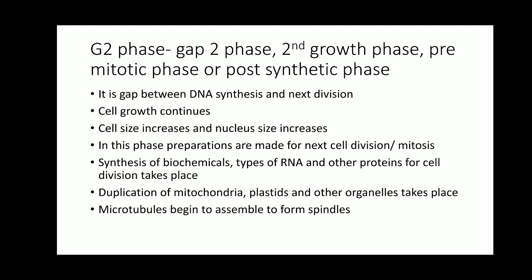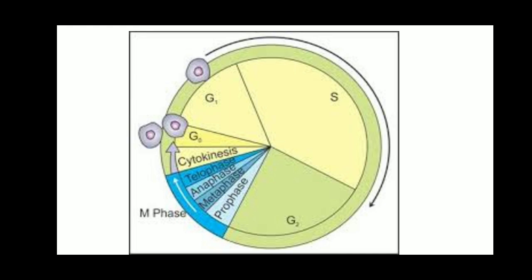Right? So the cell growth is going to continue here, but apart from the cell growth, it is also going to once again produce the biochemical proteins as in G1 phase. Okay, and here once again the duplication of mitochondria, plastids and other organelles is going to take place, and microtubules are going to initiate the mitotic spindles. Mitotic spindle proteins are synthesized in the G2 phase. So these are the different features that are taking place in the G2 phase.